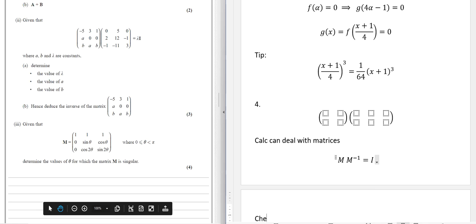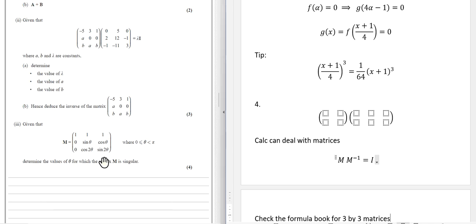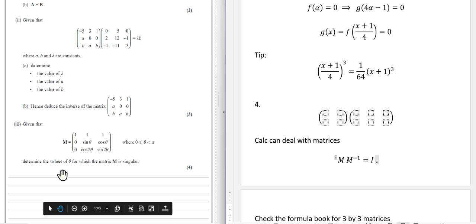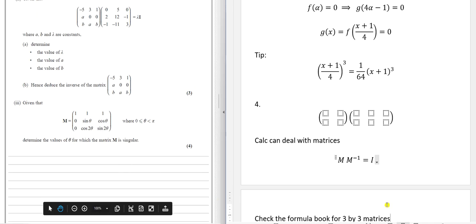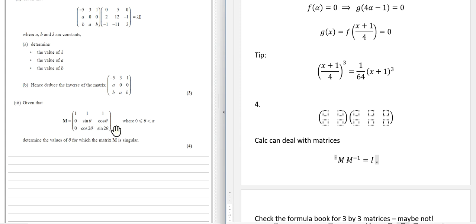And then this one looks like some form of transformation, but it says determine the values of theta for which the matrix M is singular. This particular one, when I look a bit more closely, although it has some features of a rotation matrix that you might find in the formula book, it's not exactly the same. There's sine theta, but also sine 2 theta. There's 1, 1, 1 all the way along the top.